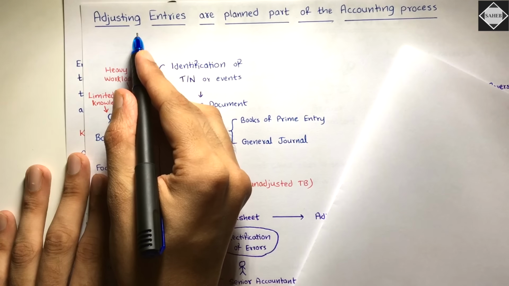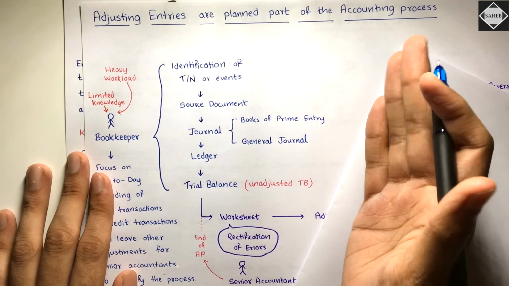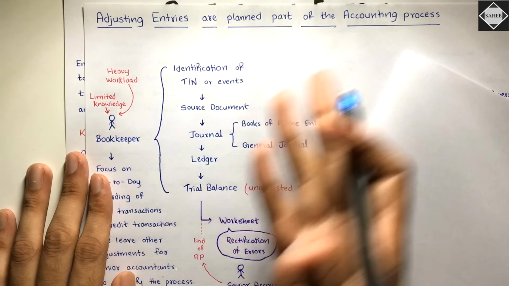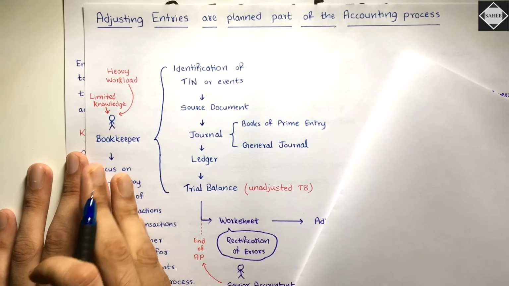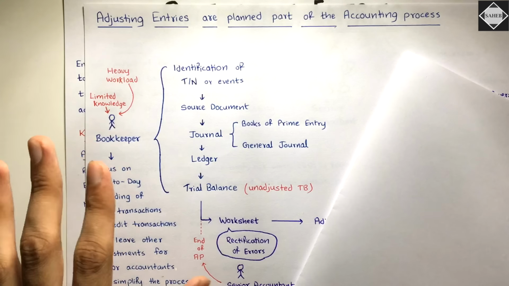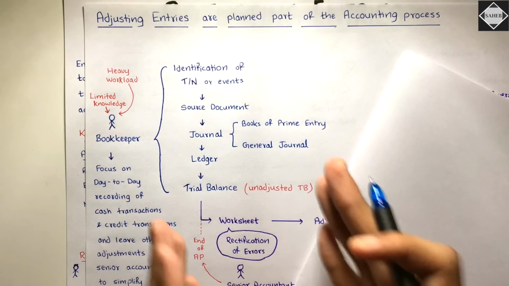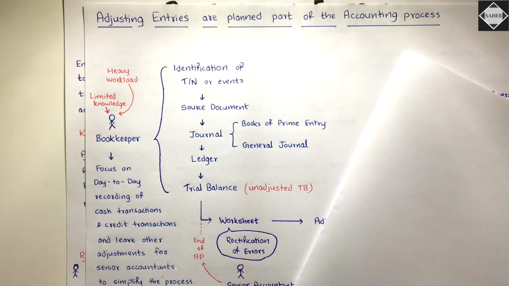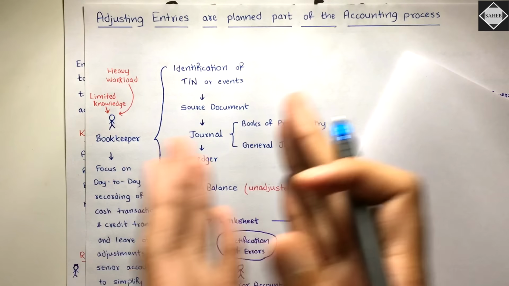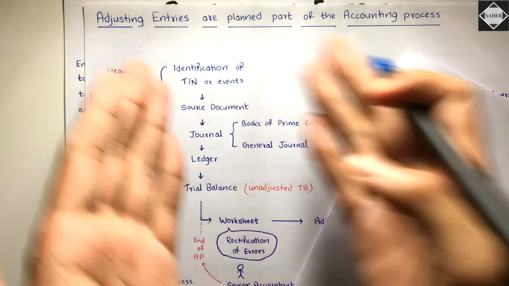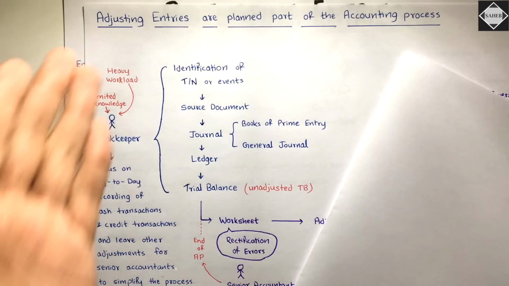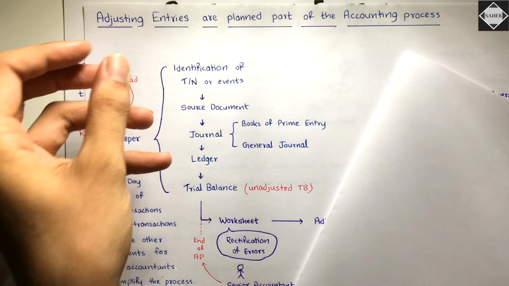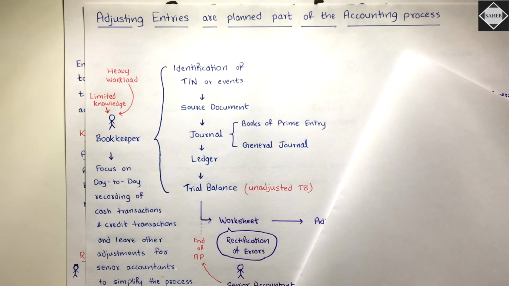Adjusting entries will always be done at the end of the accounting period. These are the planned part of the accounting process. We have told the bookkeeper, you stay away from the difficult things, just do easy routine things. Whatever difficult things there are, we'll do that at the end of the accounting period. So definitely there will be adjustments that the senior accountant will have to do at the year end, isn't it? So these adjusting entries are the planned part of the accounting process, the modifications done in the accounting records so that we can bring them in accordance with the accrual basis, right?